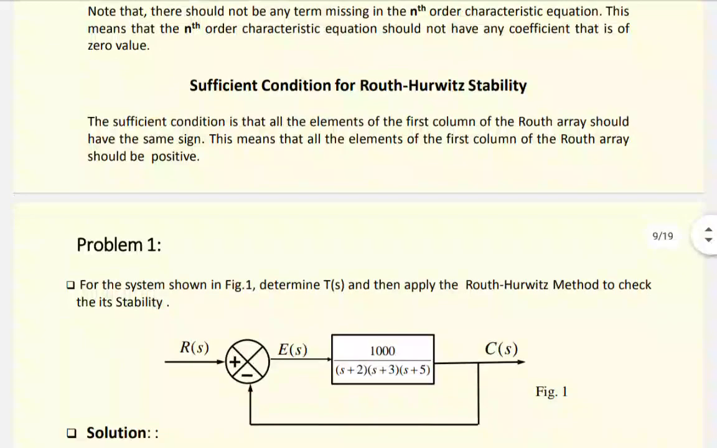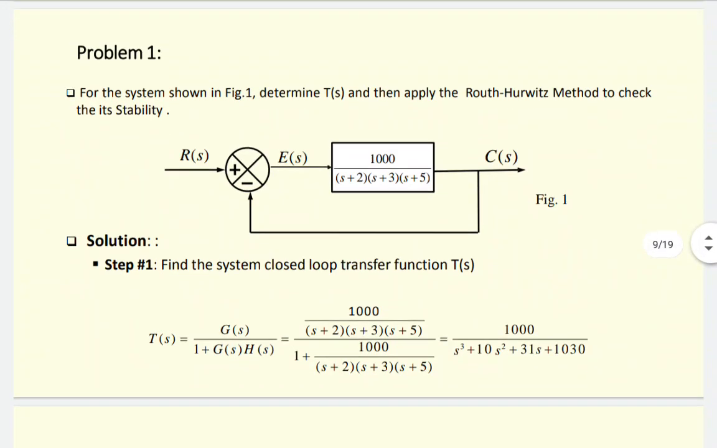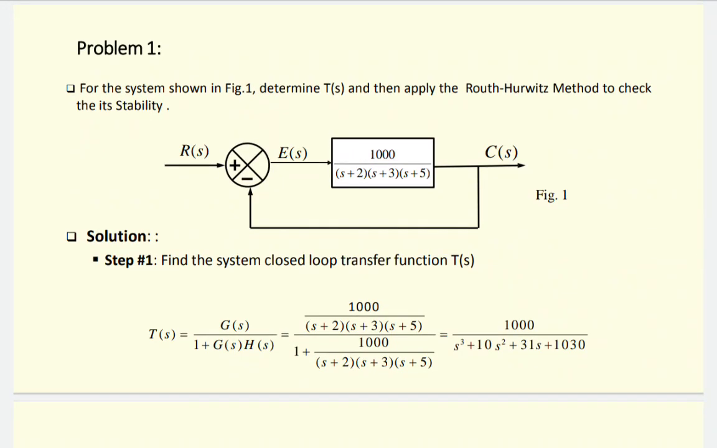Okay. Now we are directly coming to the problem. For the system shown in figure 1, determine the transfer function T of s and then apply the Routh-Hurwitz method to check the stability. So obviously the forward path transfer function is provided, that is 1000 by (s plus 2) into (s plus 3) into (s plus 5), and the order of the system is third order, type 0 system.